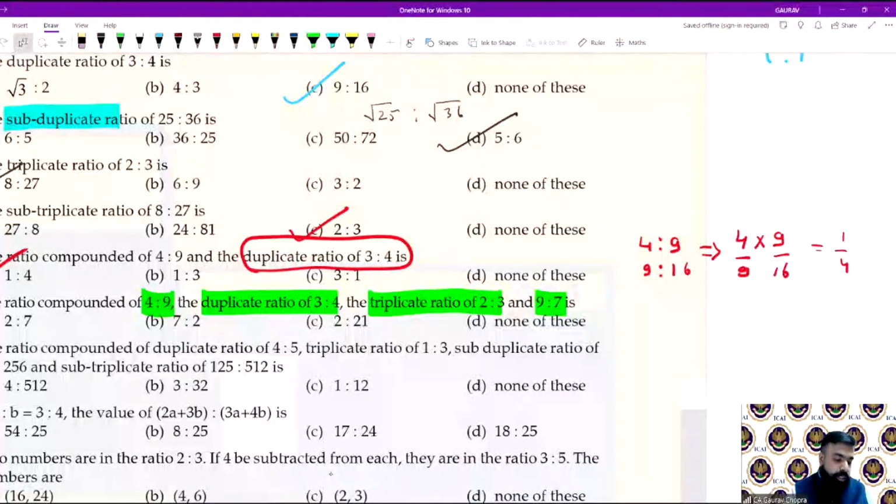Manika Chaudhary has given the answer as 2:21, option number C. Subhasri has also given the answer. Fatima has given the answer.